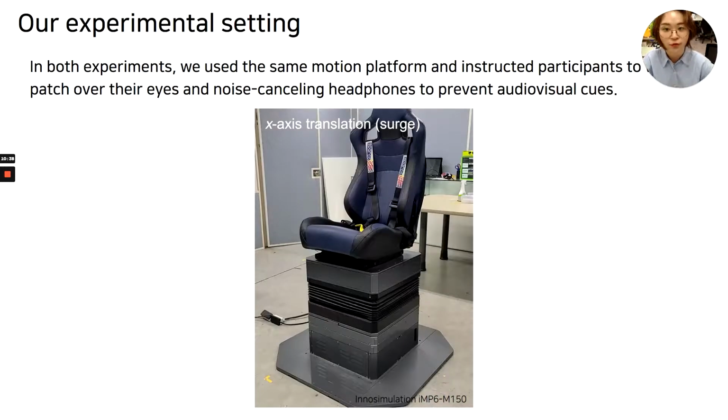We performed 2 psychophysical experiments to measure these kinds of thresholds. In both experiments, we used the same motion platform shown in this slide and restricted the participants from receiving sensory information other than the vestibular information. This video shows the 6 types of motion in the order of x-axis, y-axis, and z-axis with our motion platform.